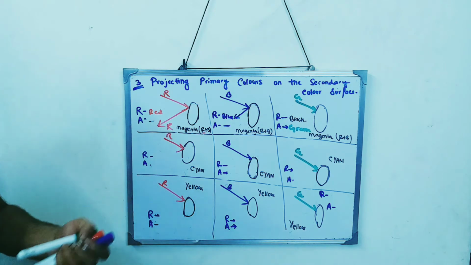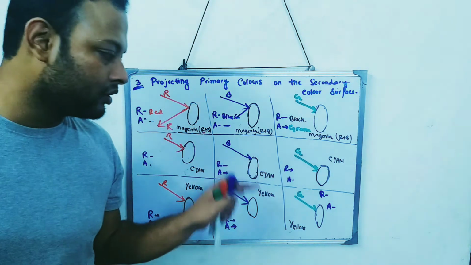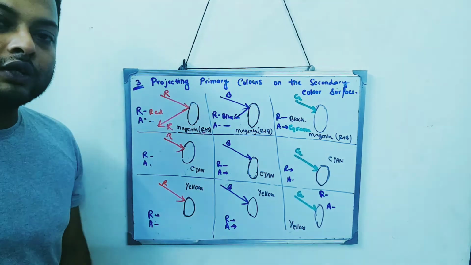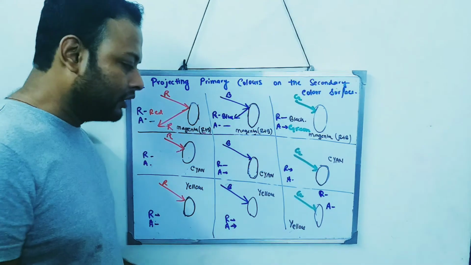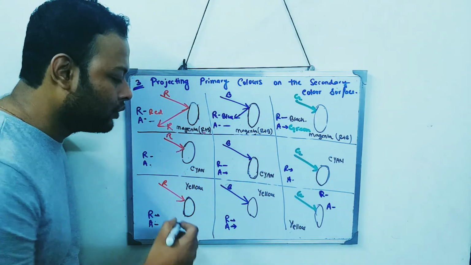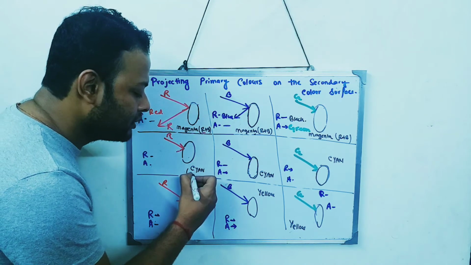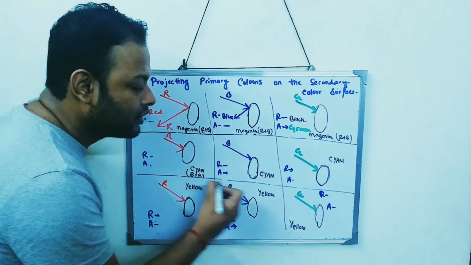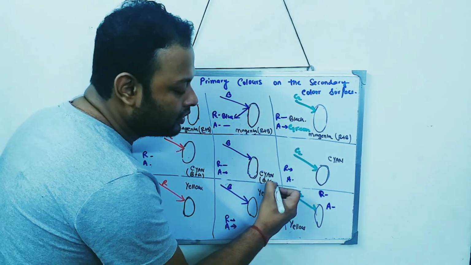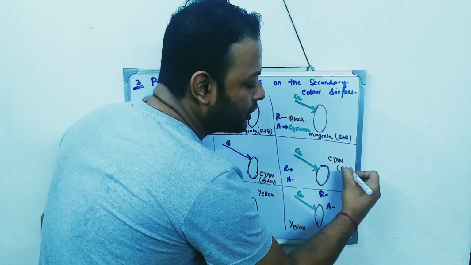Now you try to do the other six figures by yourself. I'm just giving you cyan. What is cyan? Cyan means a combination of blue and green.